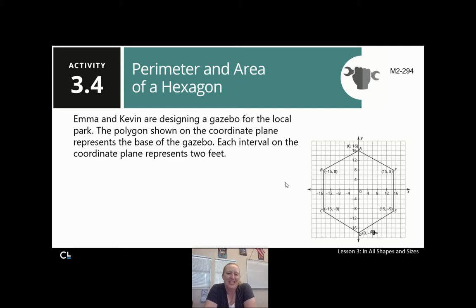Emma and Kevin are designing a gazebo for the local park. And the polygon on the coordinate plane represents the base of the gazebo. It's going to be our platform for the gazebo. Each interval on the coordinate plane represents 2 feet. So do pay attention to that. Notice we're counting by 2s. That's why you always got to label your graph so you know what's going on. We are counting by 2s.